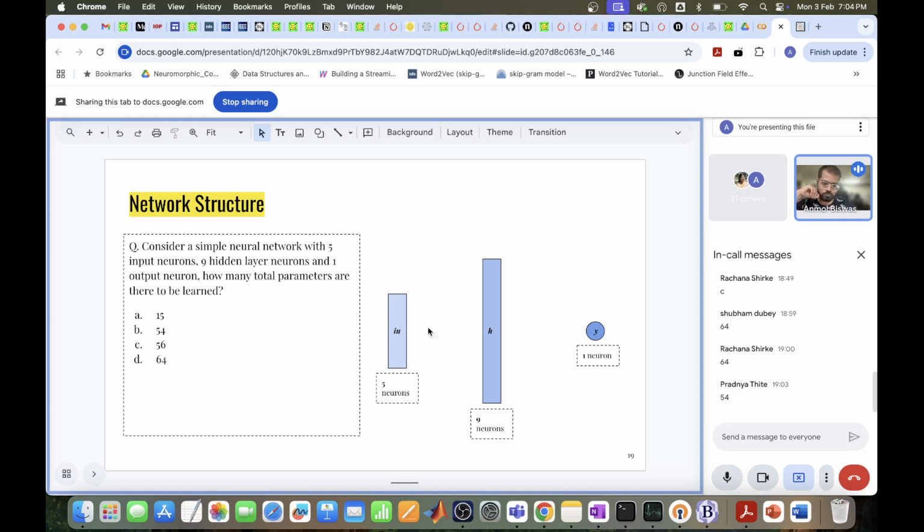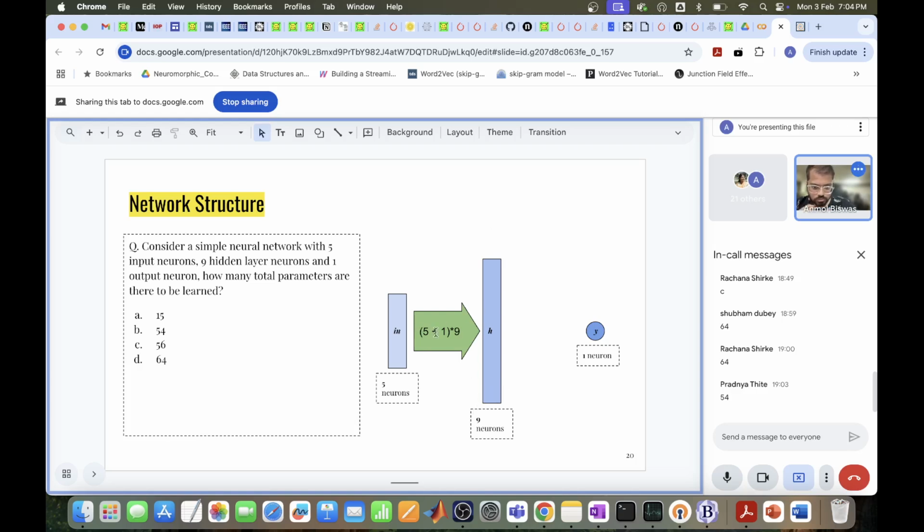And here you have to figure out how many parameters are there in the layer between input and hidden, and in the layer between hidden and output, right? So first of all, between the input and hidden, how many weights are there? There are obviously 5 times 9, which is 45 weights, right? But that is not all, because there are 9 biases as well.